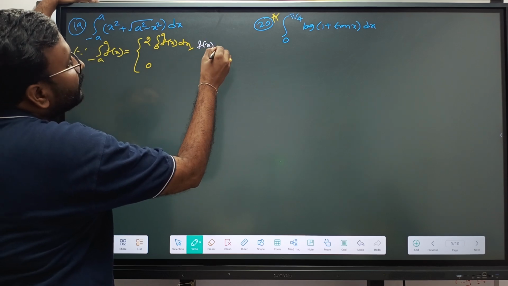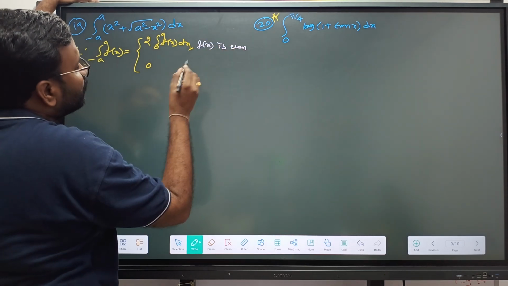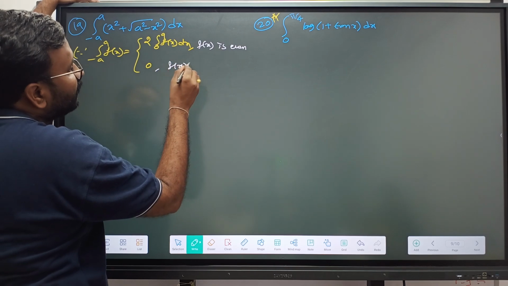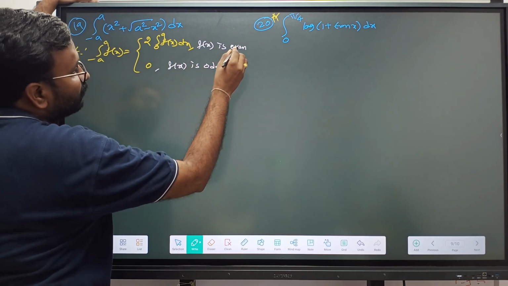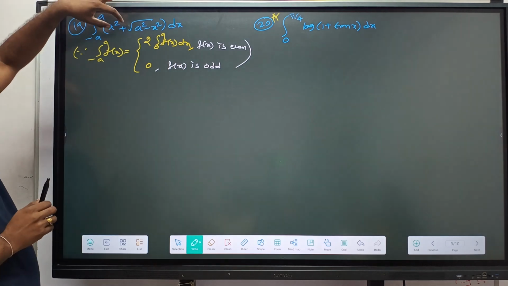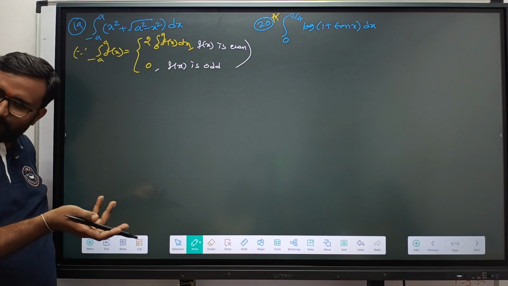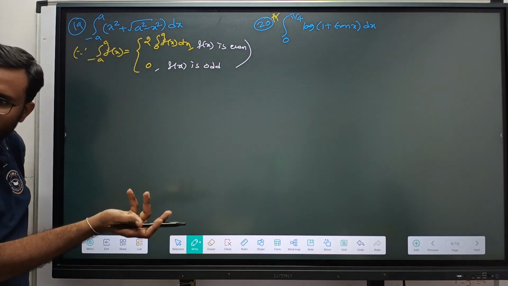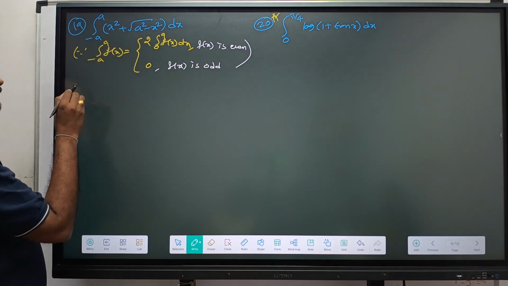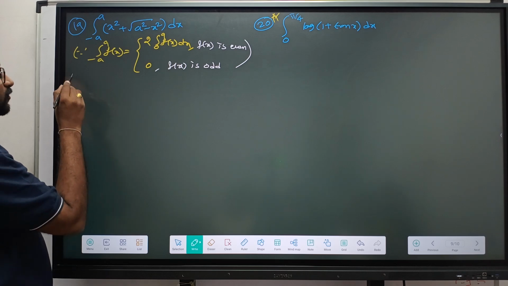When f of x is an even function, it is 2 times integral 0 to a. When f of x is an odd function, it is 0. Okay, this is the property. Let us check whether this is an even or odd function. This is clearly an even function: x square, again x square. Understand? Okay, I will show you in this question.